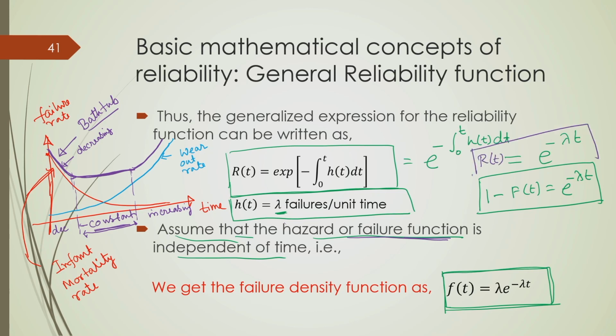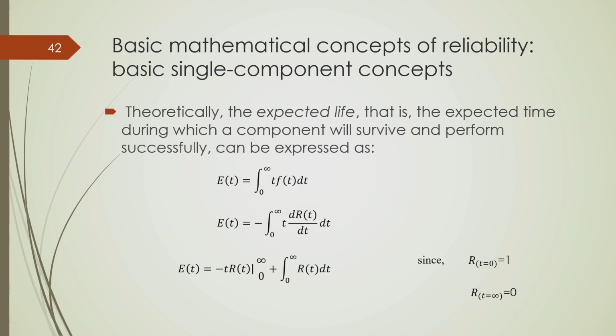with the constant failure rate. We can also find out the unreliability function or failure distribution function as a function of this constant failure rate, and we can also find out how the failure probability density function would be as a function of constant failure rate. Okay. And we can also find out the expected life period of that particular equipment. What do you mean by that expected life period?